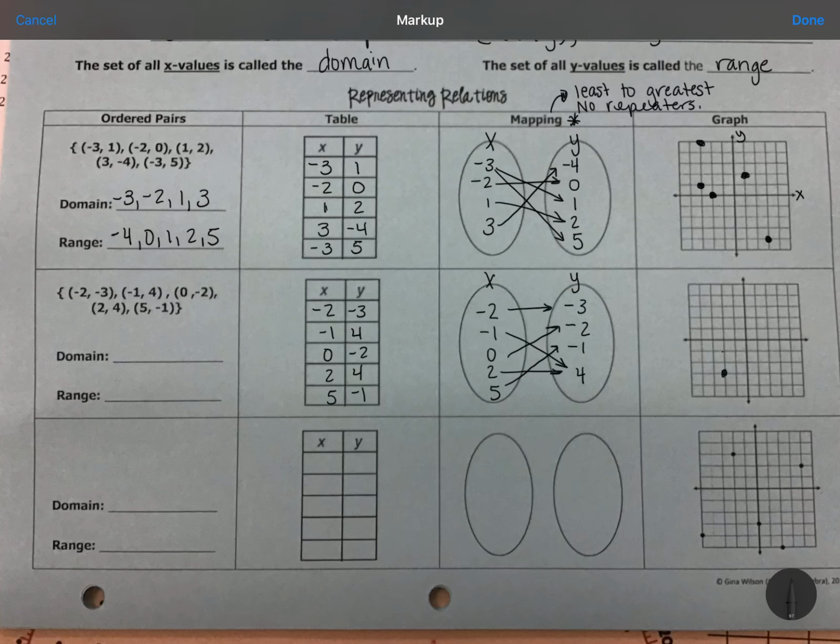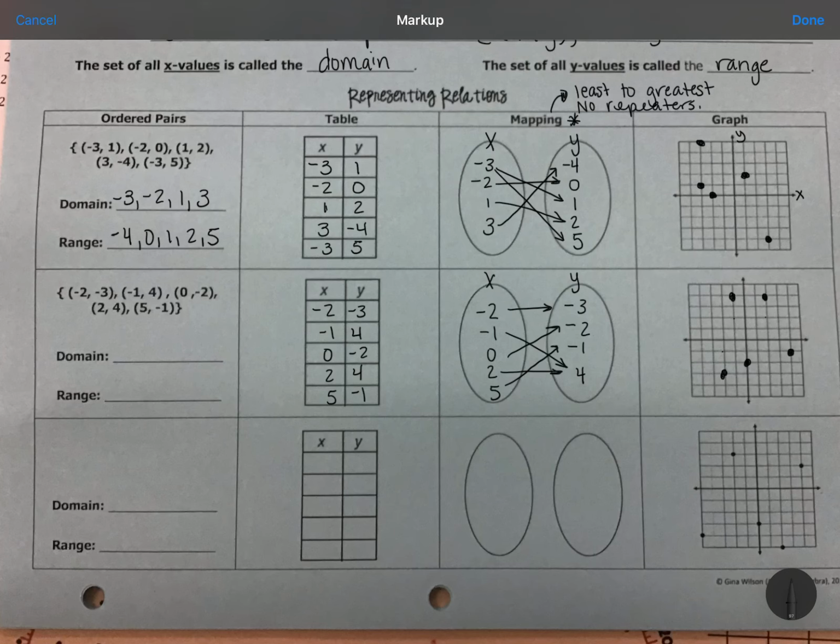And then I'm going to graph carefully, making sure I don't make any mistakes. It can be very tedious. 0, go nowhere, go down 2. 2, 1, 2, 3, 4, 5, -1, and that should be correct.